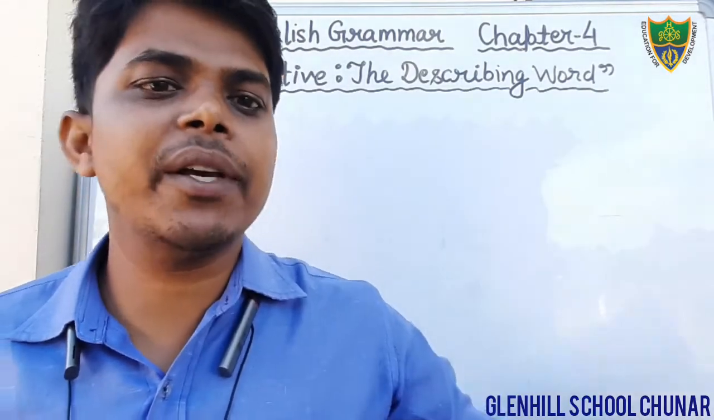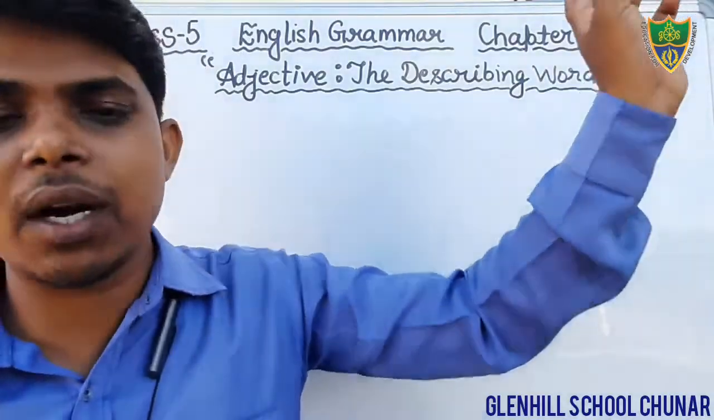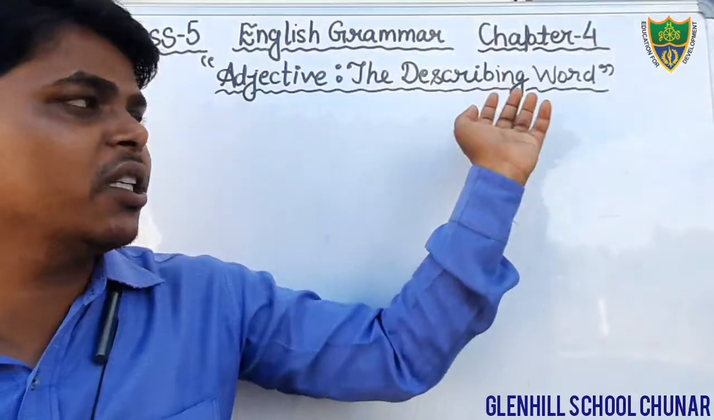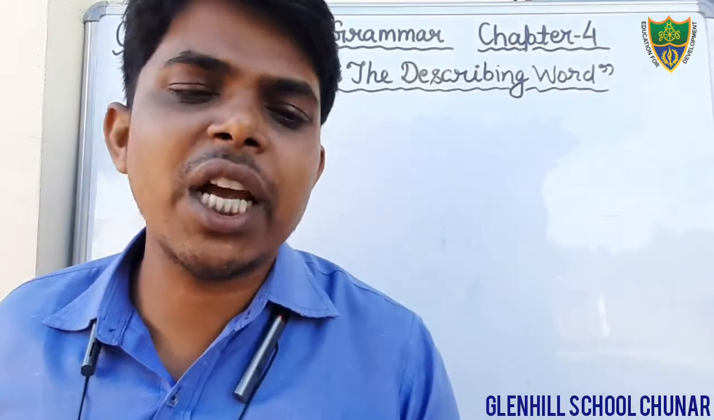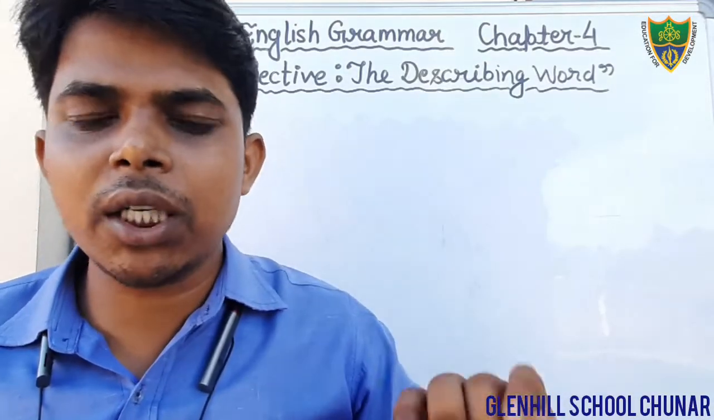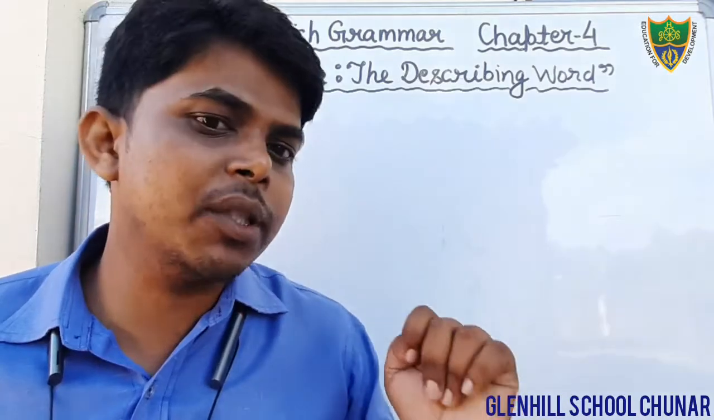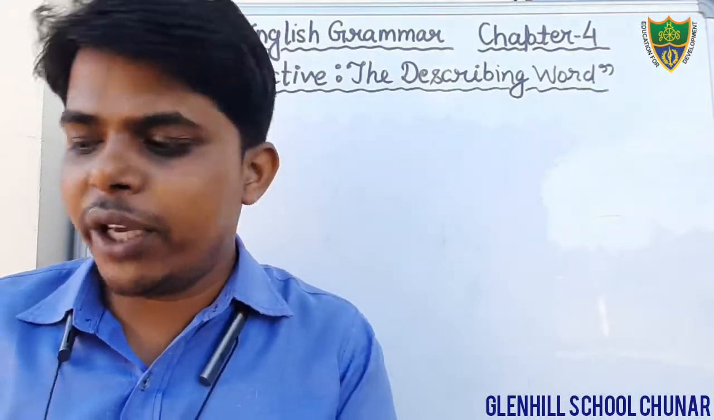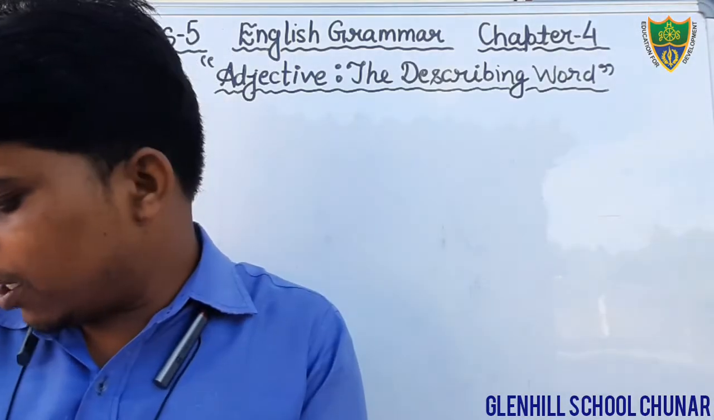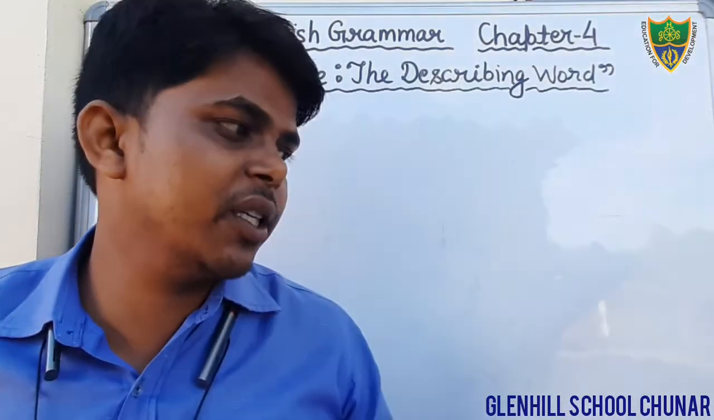Dear students, in the previous classes we were discussing the grammar portion, chapter number 4, that is the adjective, the describing word. In this chapter I have already taught you the definition of adjective, features of adjective, kinds of adjective, degree of comparison, synonyms, antonyms, and we were doing the question exercises given in the book at page number 19. I have also completed exercise number first in the previous class.